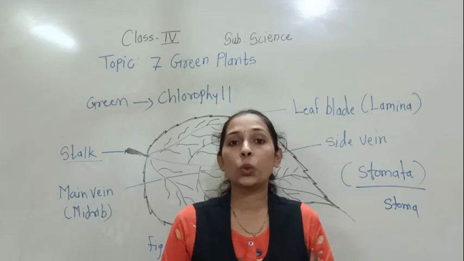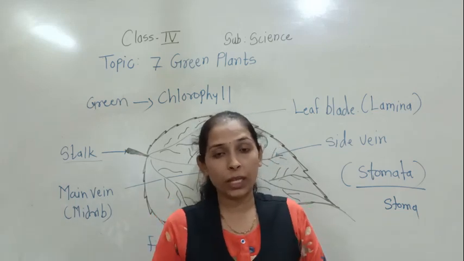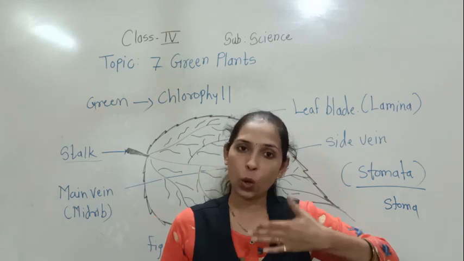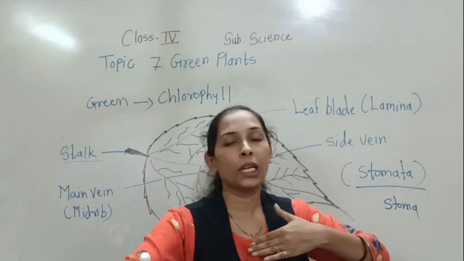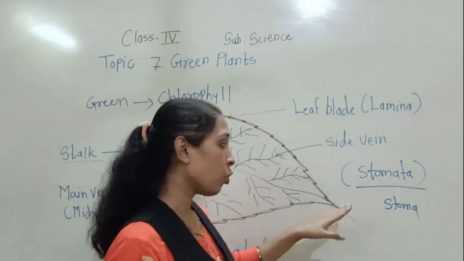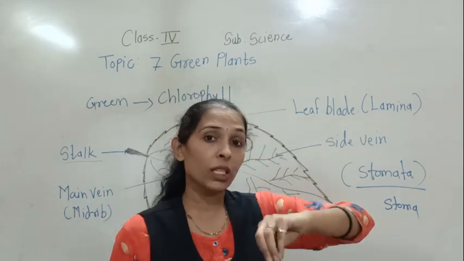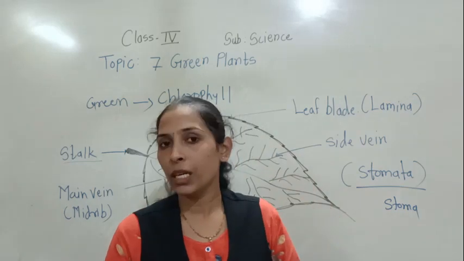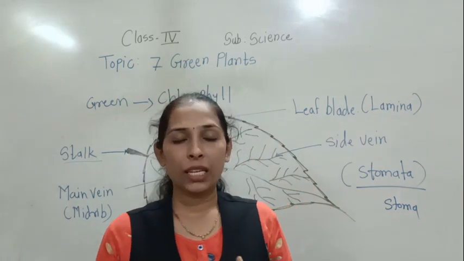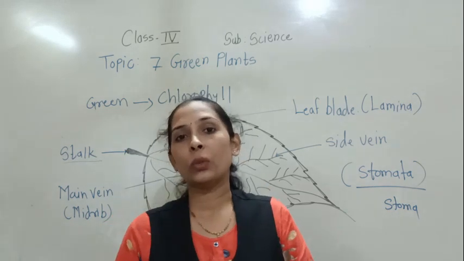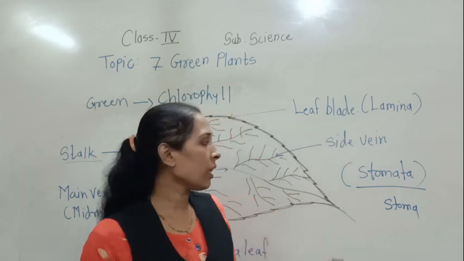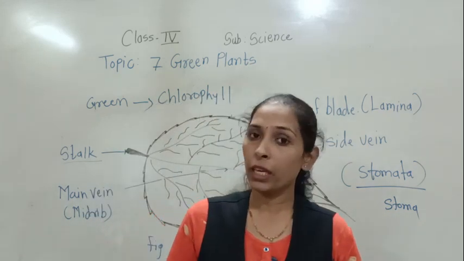Leaves also help with breathing, like we do. In the same manner, plants are also breathing. They take in oxygen and throw out carbon dioxide. They can do the breathing with the help of the stomata, which are present on the lower side of the leaf. Next, and very important, the leaves give the proper shape and color to the plant. So all these are the different functions of the leaves.